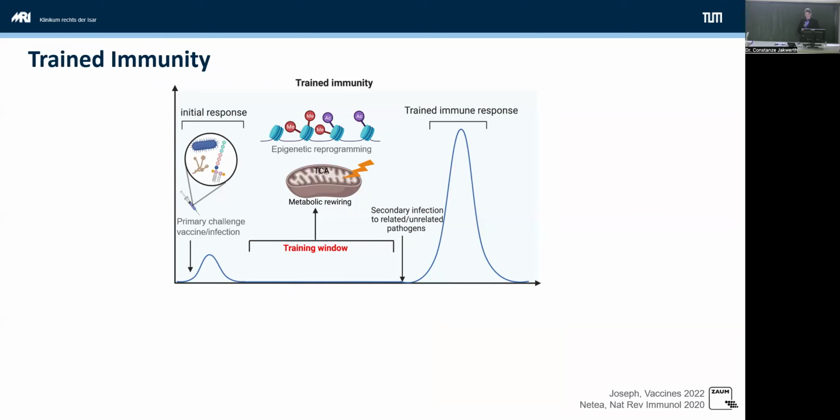Because the trained immunity concept says that if you have an initial response due to a primary challenge with a pathogen or even a vaccine, you have this kind of small or short strength of an innate immune response. Then you have a training window, and during this training window, you need exposure to other pathogens in general. If this training happens, there's a metabolic rewiring and an epigenetic rewiring of the innate immune cells, which then leads to a much higher strength of the trained innate immune response after a secondary infection.